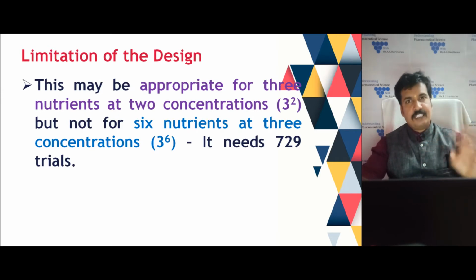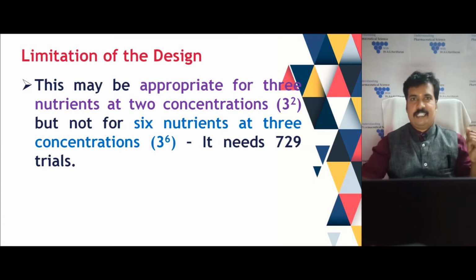If I have 6 nutrients with 3 concentrations, then it becomes 3 to the power 6. So I have to perform 3 into 3 into 3 into 3 into 3 into 3, that is 3 multiplied 6 times. It takes about 729 experiments. So this is not possible. That's why we started looking for other techniques of optimization.